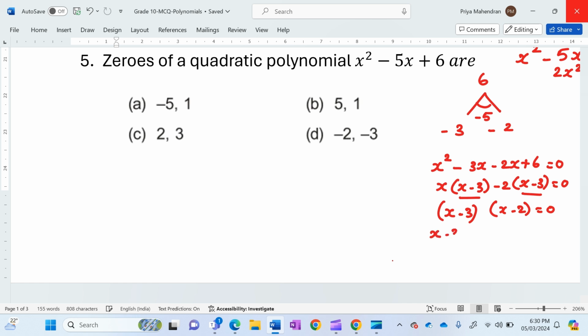If I equate the separate terms, x minus 3 equal to 0, x equal to 3, x minus 2 equal to 0, x equal to 2. So the zeros of the polynomial are 3 and 2. It's positive, right? So the option is C.